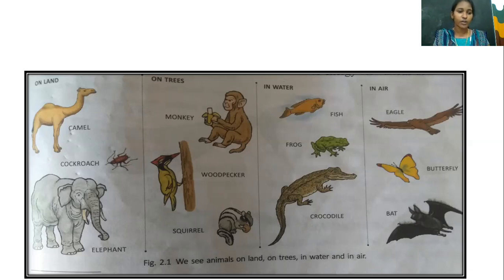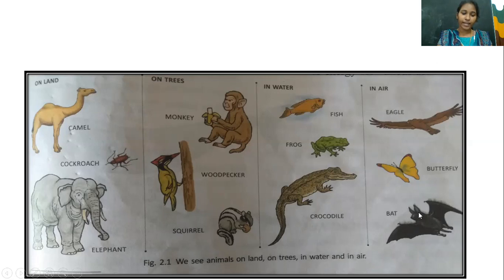Which are the examples for animals on land in this picture? Camel, cockroach and elephant. Look here. The examples for animals on trees are monkey, woodpecker and squirrel. Examples for animals in water are fish, frog and crocodile. The last column, examples for animals in air: eagle, butterfly and bat.